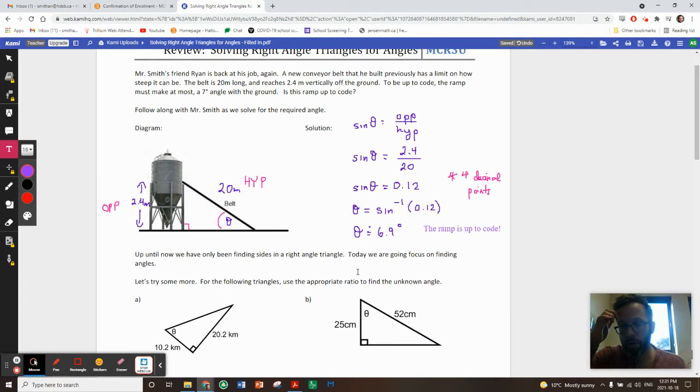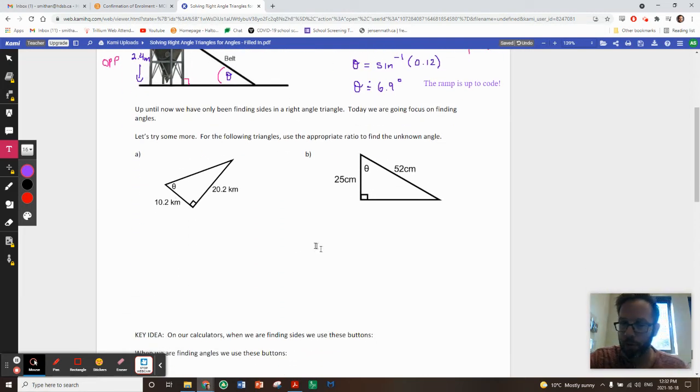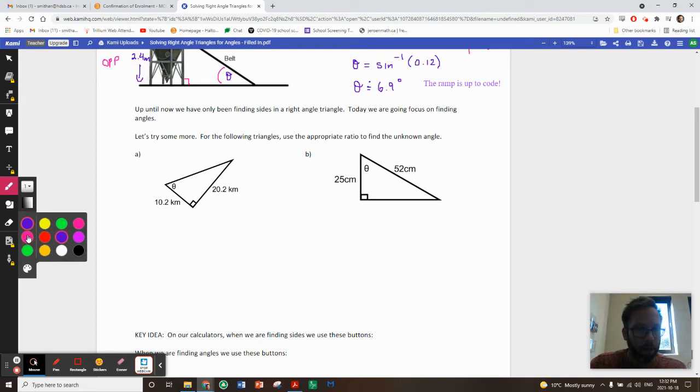So what we want to do in this review lesson is just get more comfortable solving for angles, get that skill back, because a lot of what we do in the 3U course relies heavily on having a good mastery of right angle triangles and SOHCAHTOA. So let's try a couple more. Can you guys decide on the appropriate ratio and give these a go? Maybe you want to pause the video and try them on your own. If you want to go through them with me, that's okay too.